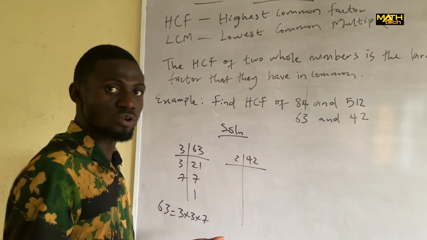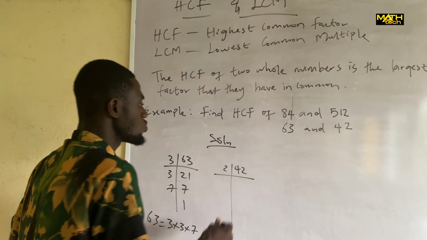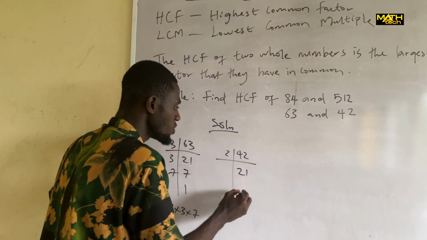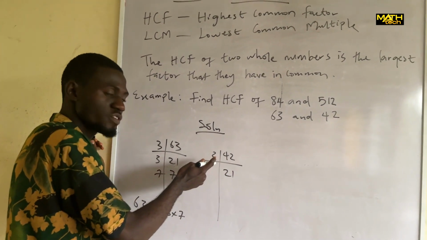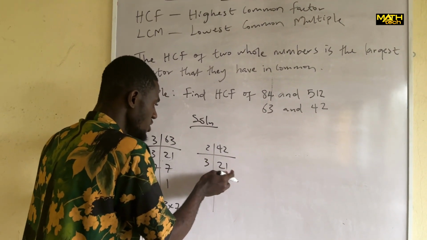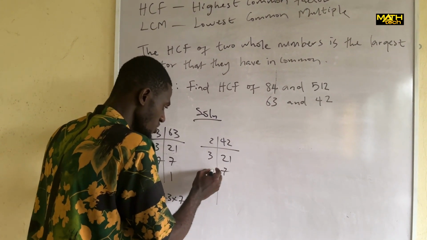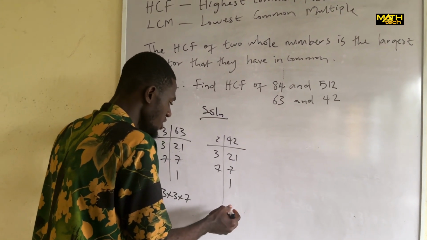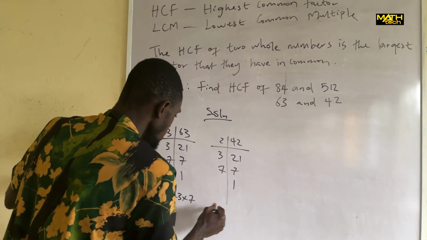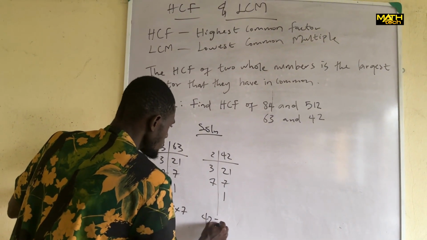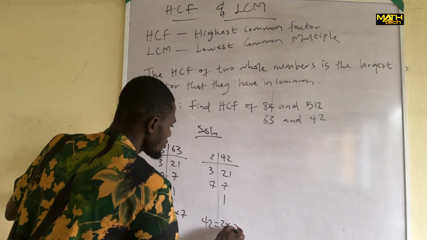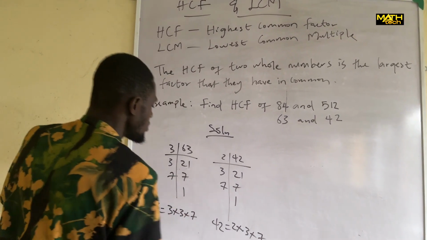42 is an even number, so we can divide by 2. Divide by 2, we have 21. 21 does not divide by 2, so we go with 3, and we have 7 here. 7 into itself, we have 1. So 42 here will be 2 times 3 times 7.